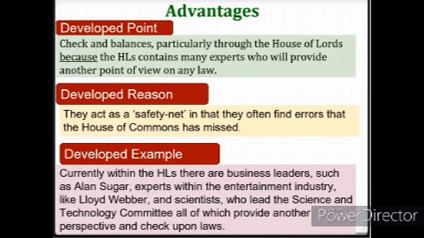And for your example, you could use Alan Sugar. You could just talk about scientists being in the House of Lords. And again, you can link that to the Coronavirus Act. Andrew Lloyd Webber, of course, is in the House of Lords, and of course, he is an expert on the entertainment industry. So any of those sorts of examples will do. If you can't remember the name of someone, then keep it general. Scientists, sports people, that's fine.